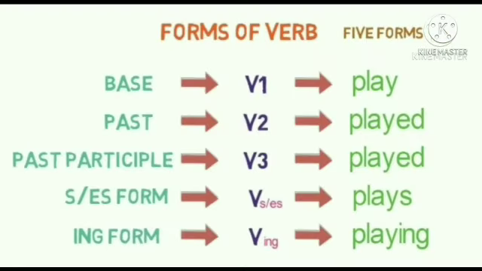Okay? I repeat. The 5 forms of the verb are the base form of the verb V1, the past form of the verb V2, and the past participle V3, and S or ES form VS or ES, then ing form VING. Let's look into an example of the verb play.